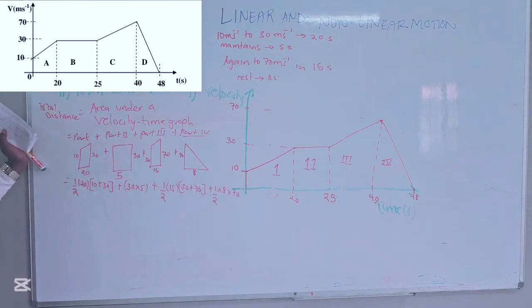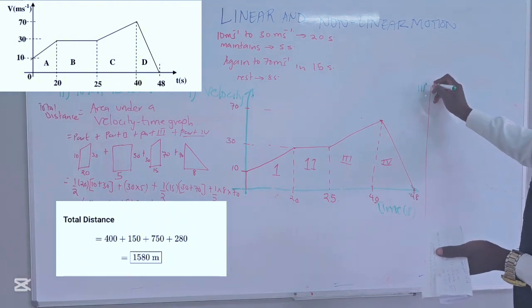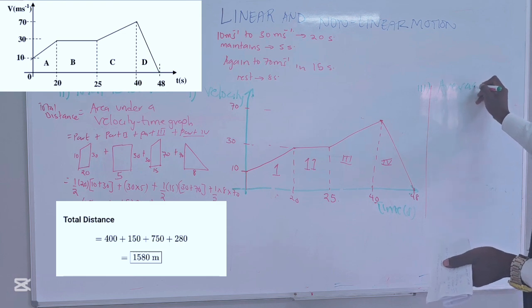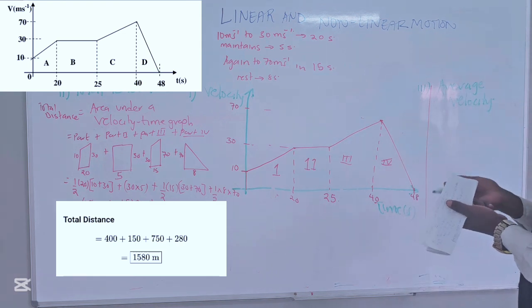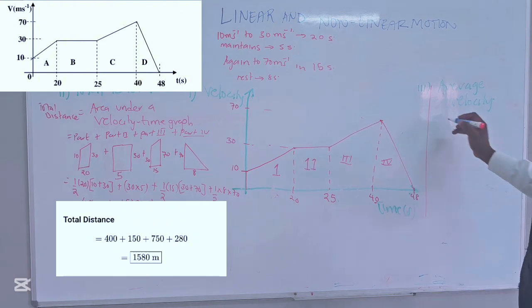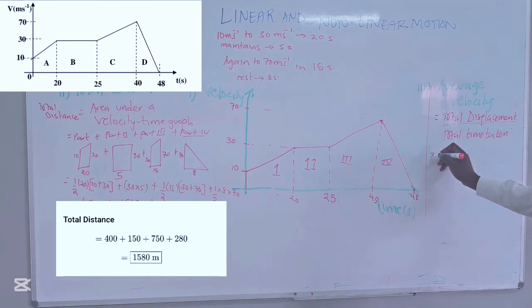There we go. They told us to calculate the average velocity. So we know that the average velocity is equal to the total displacement over total time taken. But in this case, the total displacement is going to be the same as the total distance covered in that direction.